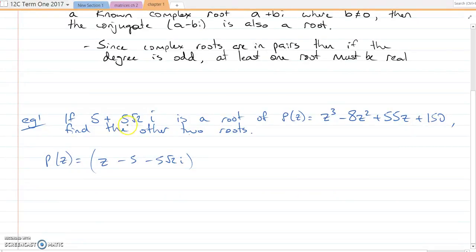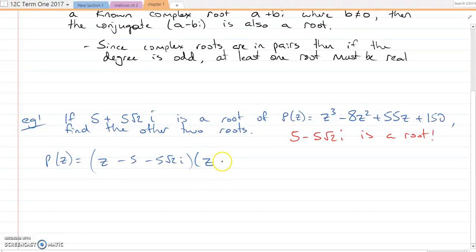If 5 plus 5 square root 2 i is a root of this particular third degree polynomial, find the other 2 roots. So we know 5 plus 5 square root 2 i is a root, then z minus that is a factor. We automatically know that 5 minus 5 square root 2 i, the conjugate, is a root. This is what the conjugate root theorem tells us. So we've got 2 of the roots already, so we only need 1 more root.